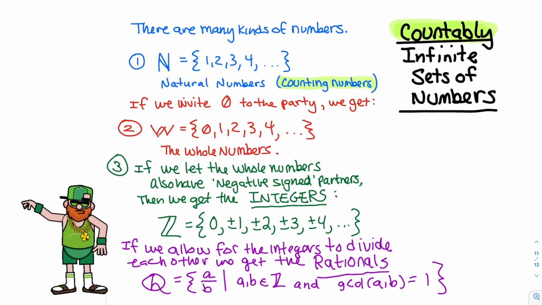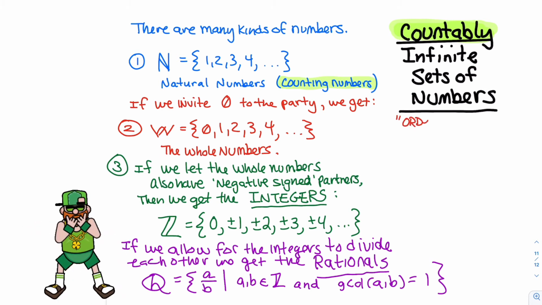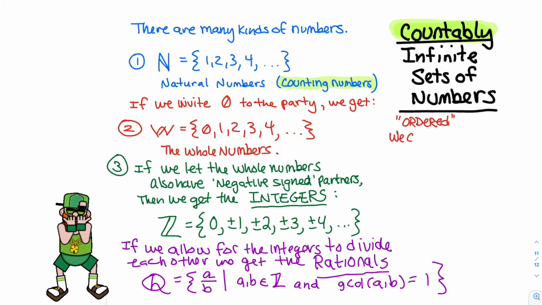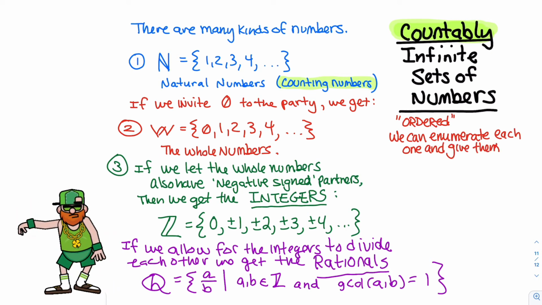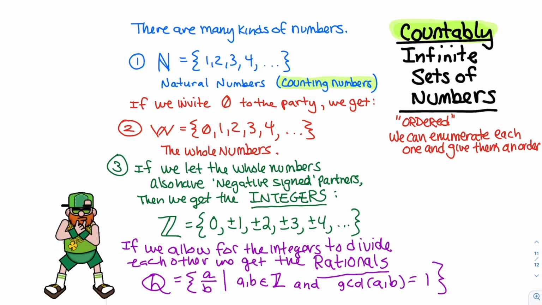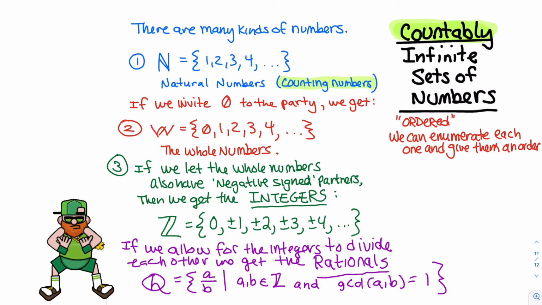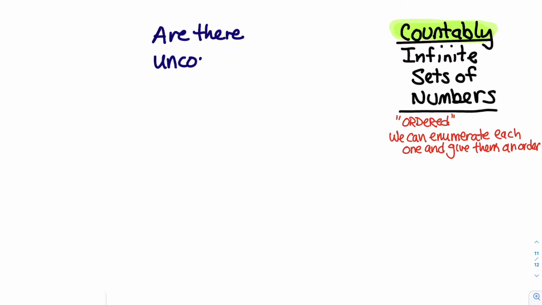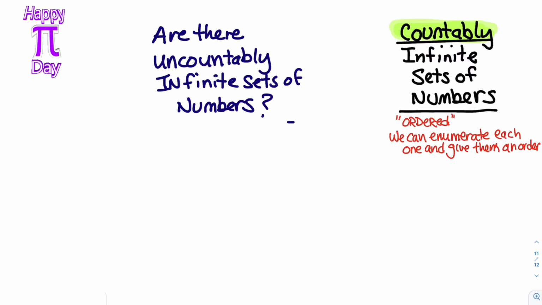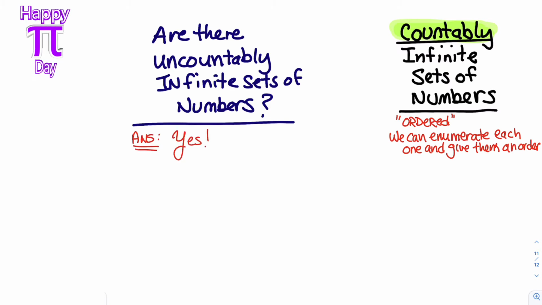These are all examples of countably infinite sets of numbers. Sets of numbers that can be ordered or enumerated. In other words, we can assign a label to every one and count them even though they are an infinite set. So then that begs the question, are there uncountably infinite sets of numbers? Spoiler alert. The answer is yes, there are.